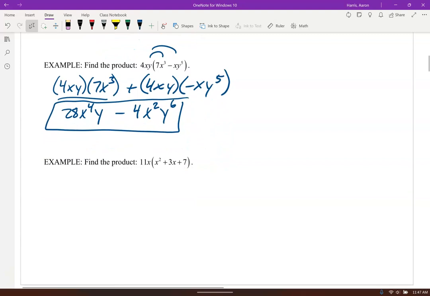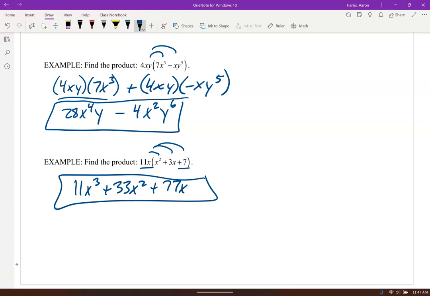Go ahead, distribute this one. So we have 11x to the third, 11x times 3x would give us 33x squared. And finally 11x times 7, 77x.